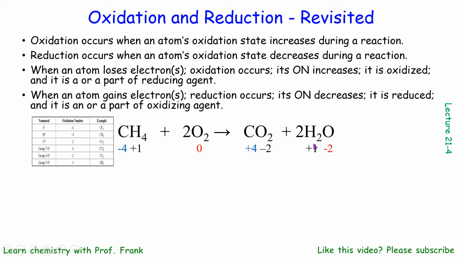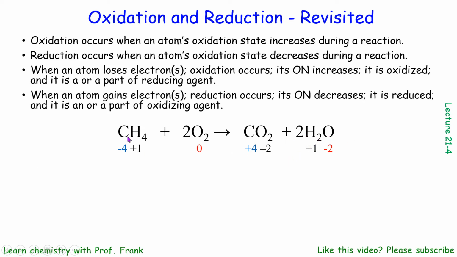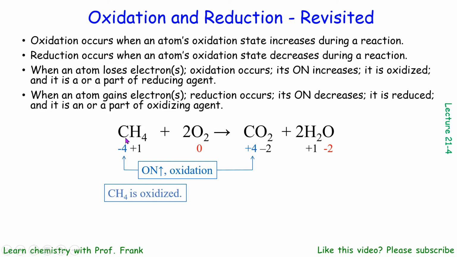So for hydrogen again, should be positive 1, and oxide, negative 2. The oxidation number for carbon in methane is negative 4. But after the reaction in CO2 is positive 4. You see, oxidation number increases. And then this reaction is called oxidation, or we call this half reaction the oxidation reaction. And then methane is oxidized. If a substance is oxidized, then it is the reducing agent.